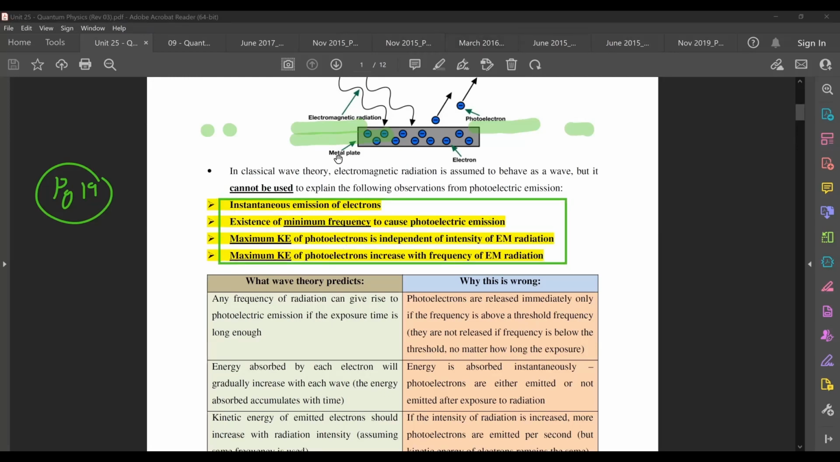Instantaneous emission of electrons, existence of minimum frequency to cause photoelectric emission, maximum KE of photoelectrons is independent of intensity of EM radiation but increases with frequency of EM radiation. If there's anything I need to ask you to be cautious of, it is the last 2. Please make sure you always write maximum KE. If you don't write maximum KE, but you just say KE of photoelectrons is independent of intensity, KE of electrons is increasing with frequency, most of the time it won't be accepted. You must use the term maximum KE. Maximum KE here is an important phrase to use as your answer.